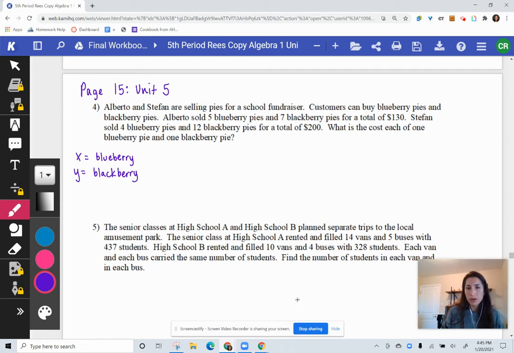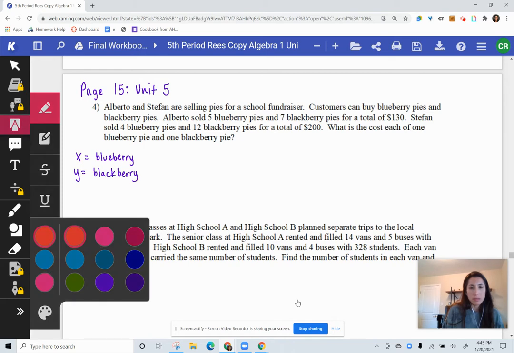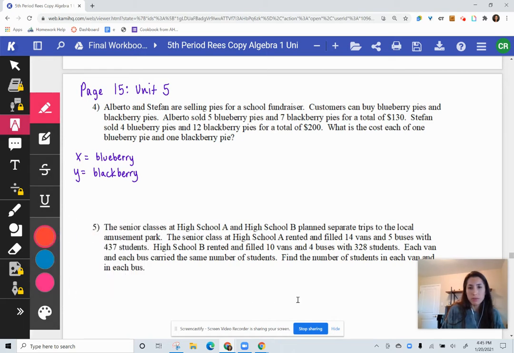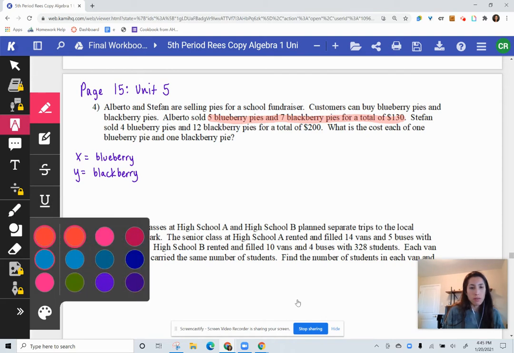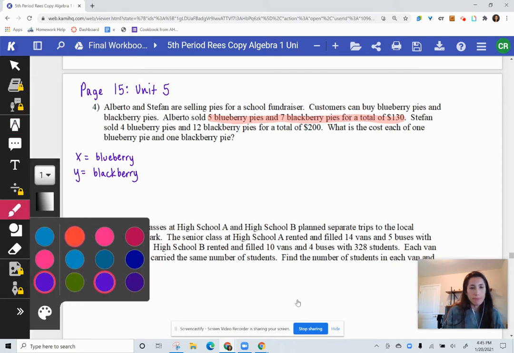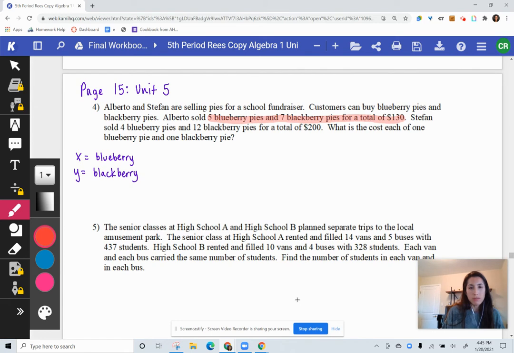Now we need to create our two equations for this. So let's look at our first information piece here. We have 5 blueberry pies, 7 blackberry, and we've got a total of 130. So we're going to create an equation for that. So we have 5 blueberry, so that would be 5x plus 7 blackberry, 7y, equaling 130.